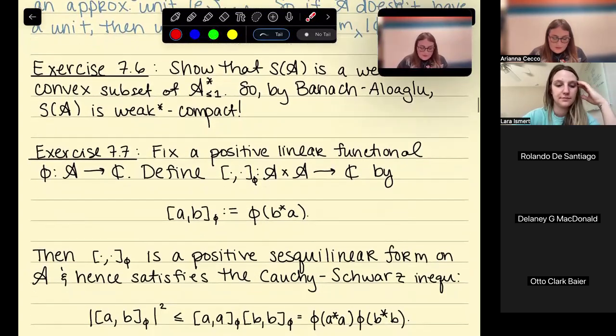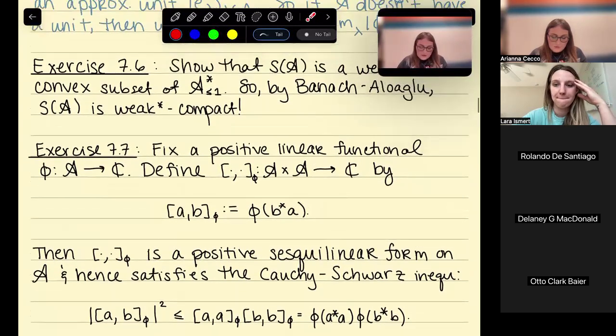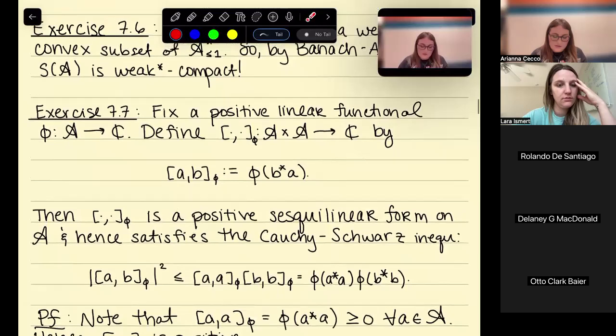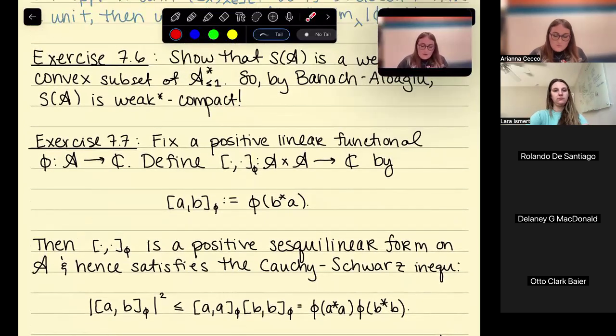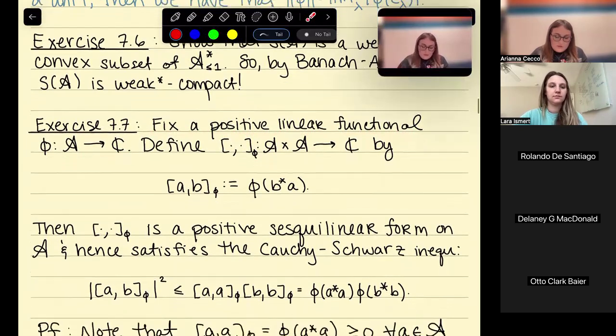This next exercise we're going to talk about a little bit more, but let me just put it up here so we can look at it. Let's fix a positive linear functional phi from A to C. We can define this map from A cross A to C in this way. When we do that, we get that this map is a positive sesquilinear form on A and hence satisfies the Cauchy-Schwarz inequality.